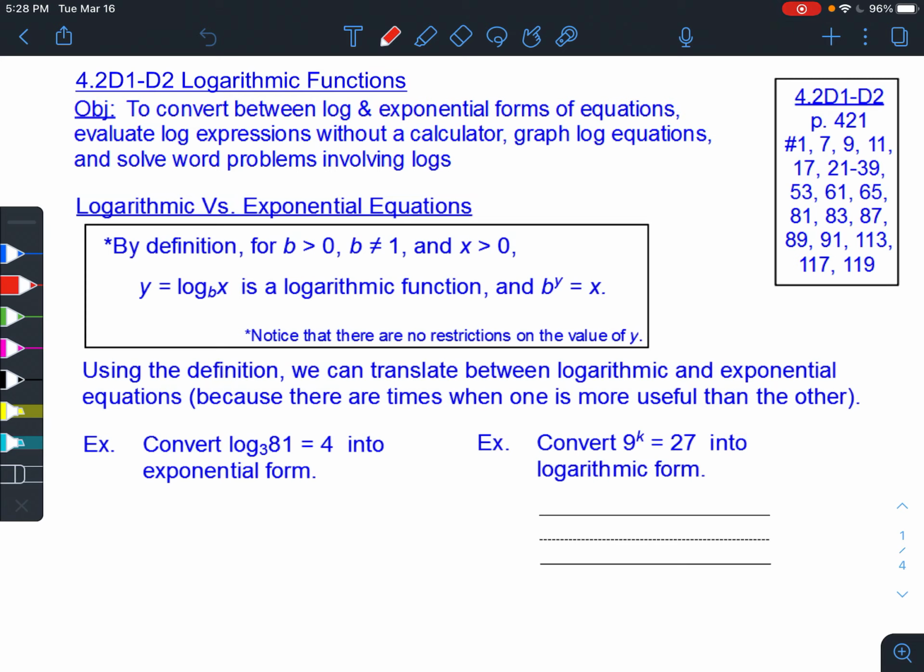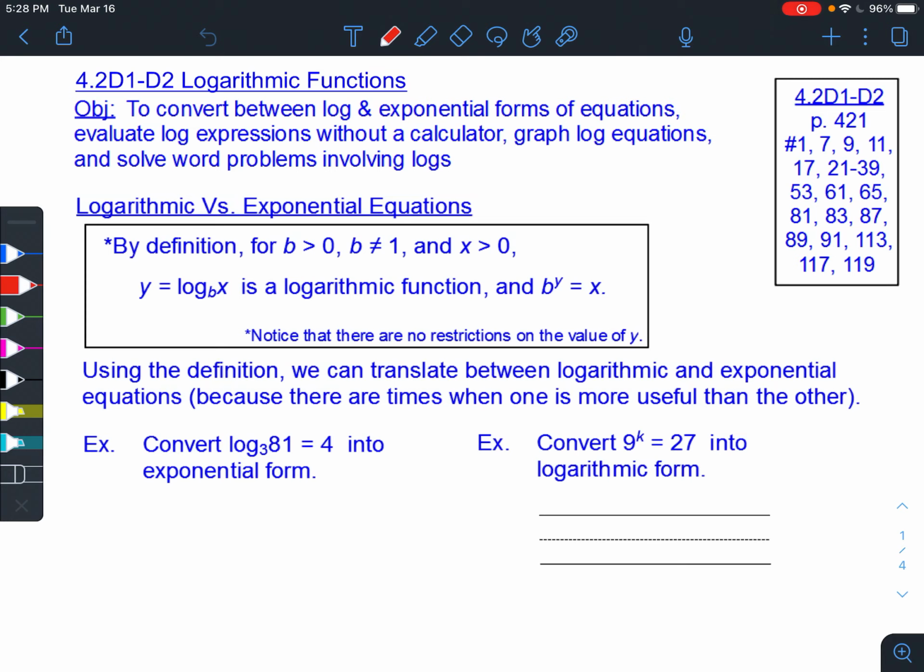Okay, logarithmic versus exponential equations. Definition: for b greater than 0 and b not equal to 1 and x greater than 0, y equals log base b of x is a logarithmic function, and b to the y equals x is an equivalent form of the exact same equation. So basically this definition allows you to turn one equation into the other depending on what's more user-friendly for whatever you're trying to do. Also notice there are no restrictions on the value of y. However, we do need to restrict b and x.